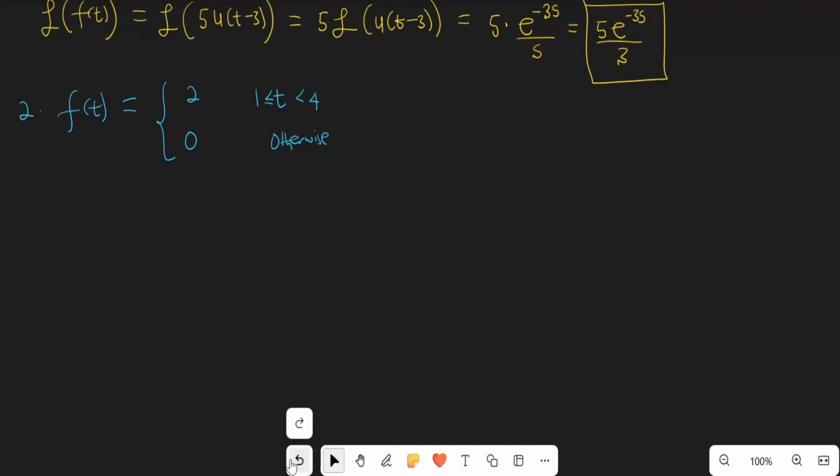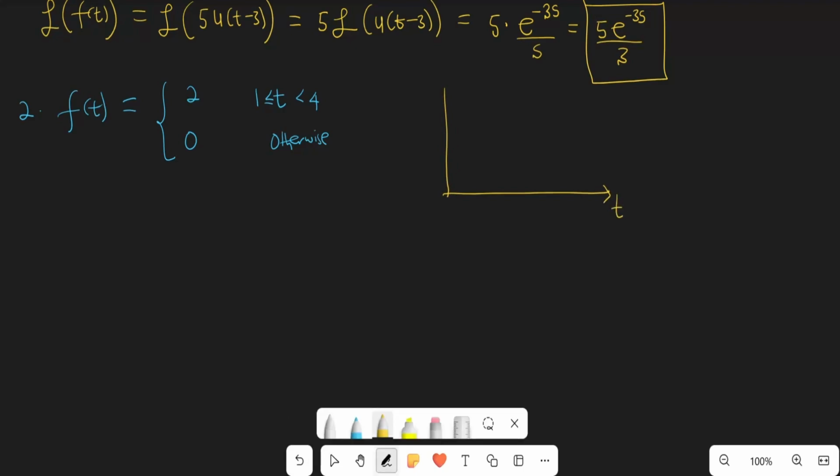So drawing this, let me draw the axis, and this one is going to be our time axis. So the value is going to be 2, right? So we are going to have 2 as the value of this function, and that value of 2 is in between. The values of t are going to be in between 1 and 4. So let's say this one is 1 and this one is 4. So 4 and then 1. So we have the values of t.